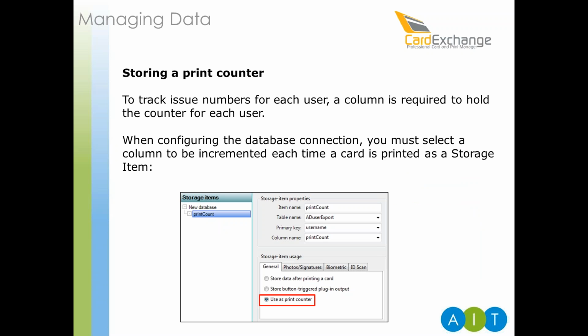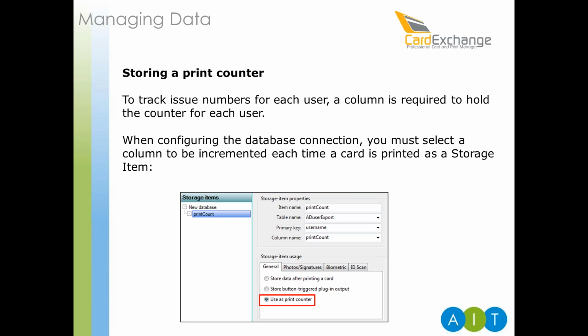This is not to be confused with something that Card Exchange calls a global counter. So the print counter increments a count for each individual, and it's stored in the database, which reflects how many times they have had a card printed. A global counter is stored within the card design itself, and it just counts up every time a card's printed. So it's useful for numbering cards or for keeping track of a total number of prints, but it shouldn't be used for tracking issue numbers for each user. The global counter is for a unique ID for each card, whereas the print counter is just to increment how many cards each person has had printed.